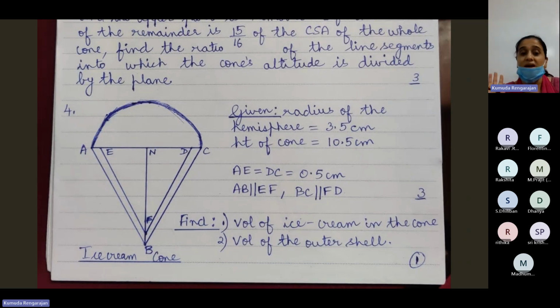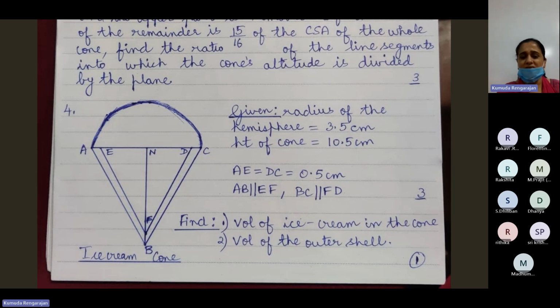Now you should understand what is the height of the cone. Is it NF or NB? NB, because height of the cone means height of the whole cone. It's not the inner height. Height means the external height. When you have the cone in your hand, the whole height of the cone. So the external height is 10.5.